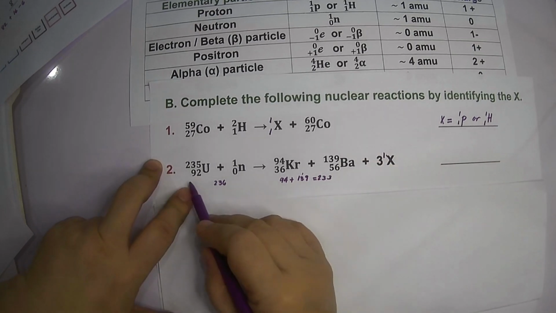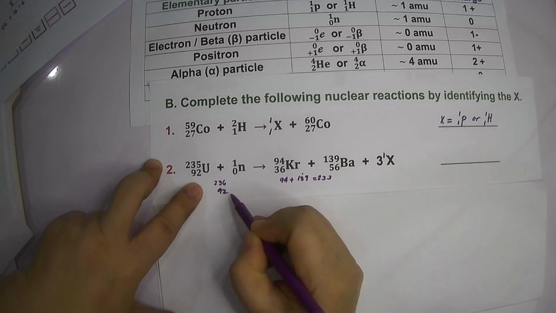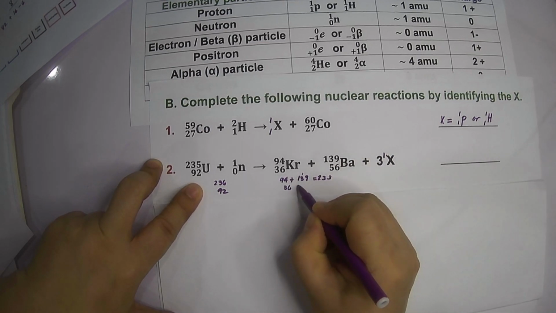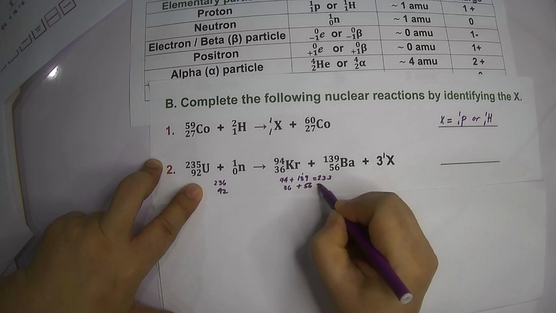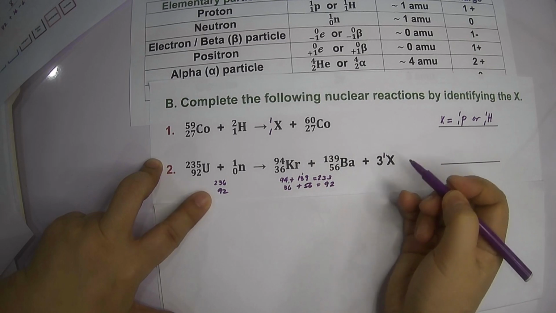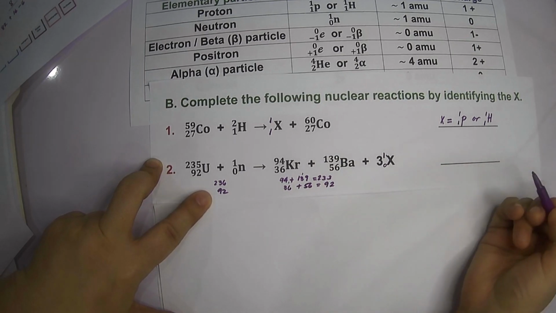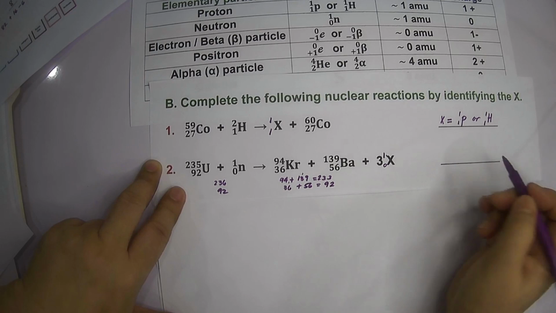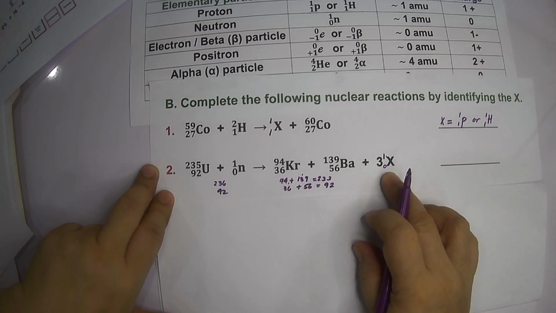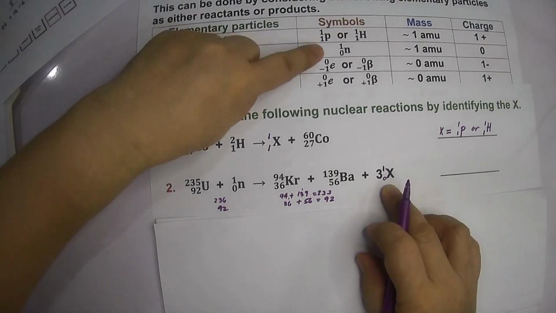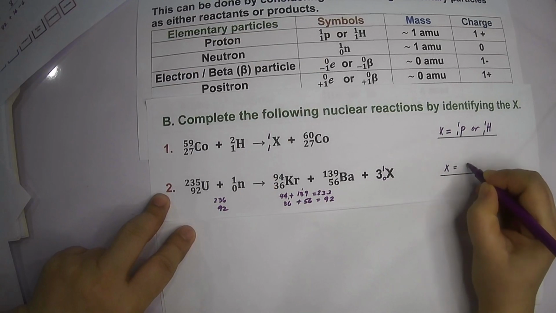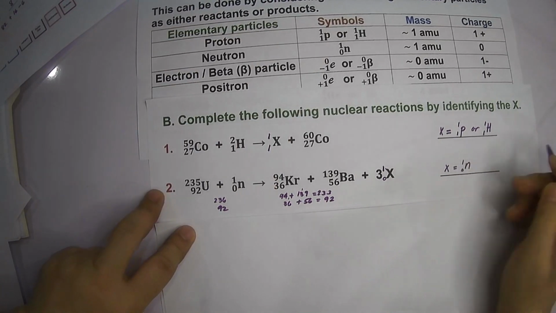For the charges, we have 92 here. And on the product side, we have 36 plus 56. And that gives you 92. Therefore, we have 0 here. Okay. And a particle which has a charge of 0 and a mass of 1 is a neutron. So therefore, your X here is a neutron.